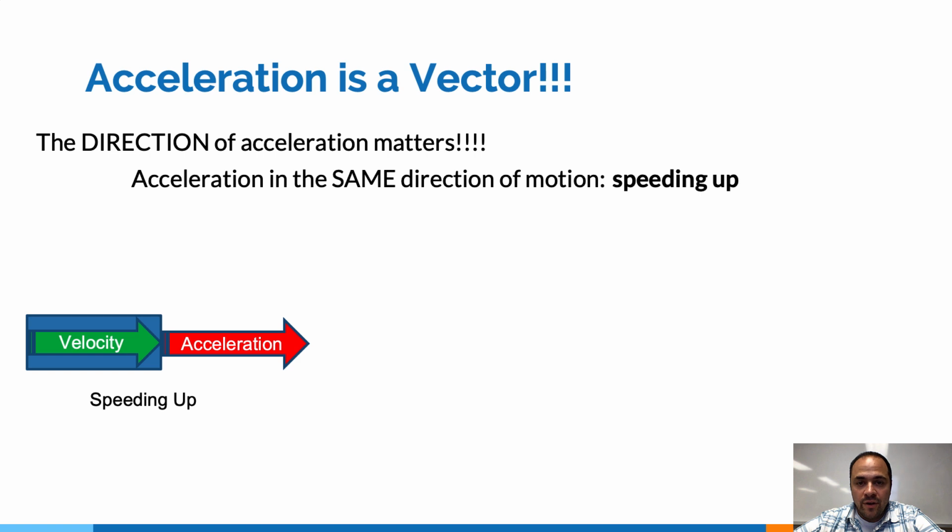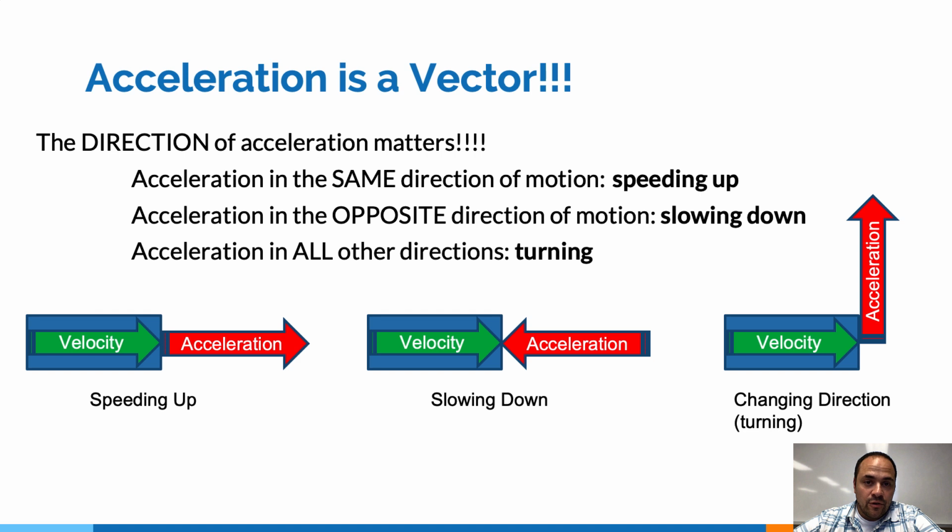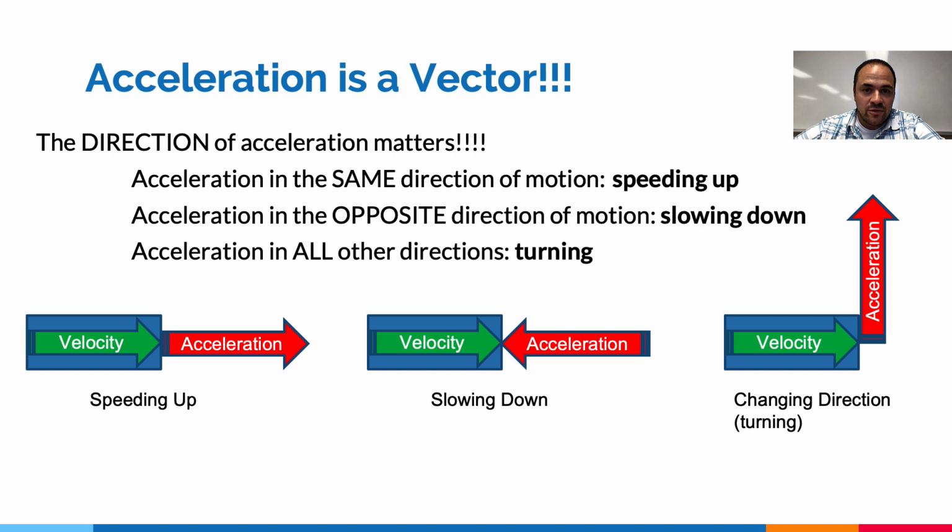So acceleration in the same direction of motion. If I'm moving rightwards and I'm accelerating rightwards, I am speeding up. Okay, so if acceleration is happening in the same direction as I'm moving, I'm speeding up. If I'm accelerating in the opposite direction of my motion, I'm slowing down. So if I'm braking in my car, I'm actually accelerating backwards. Okay, so moving forwards but accelerating backwards, that's going to slow me down. And acceleration in any other direction, not in the direction of motion, not opposite the direction of motion, but any other direction relative to motion, that would be turning. The object would be turning.